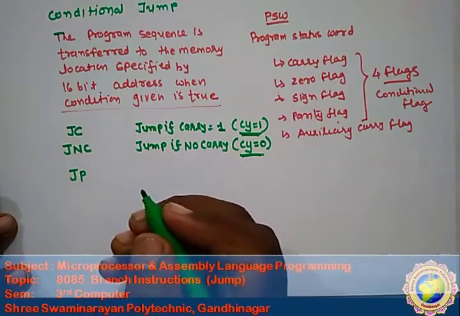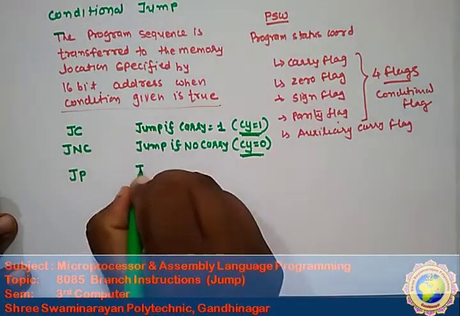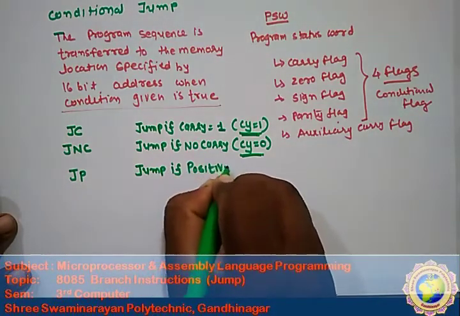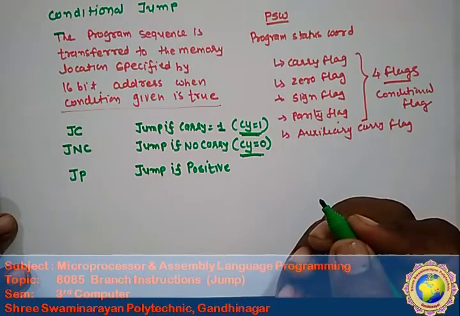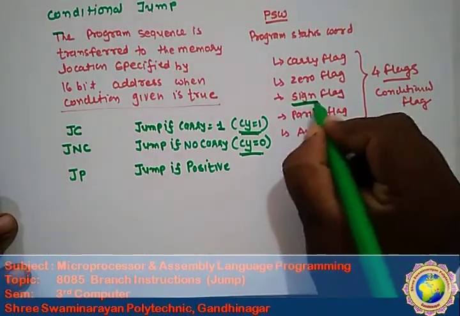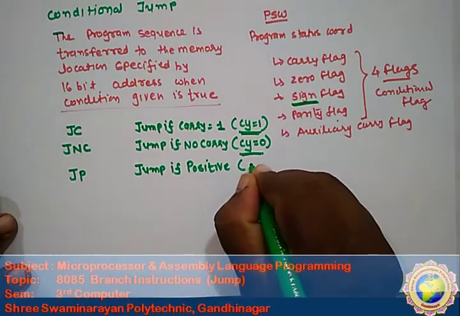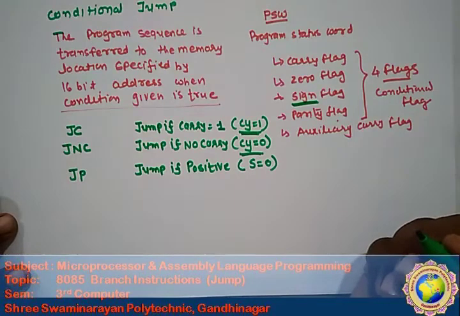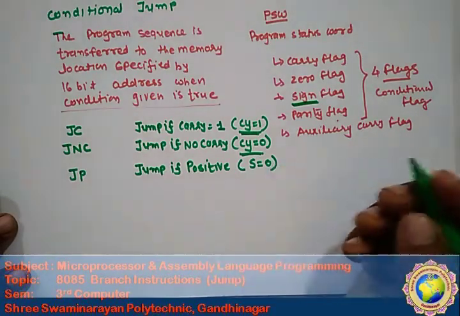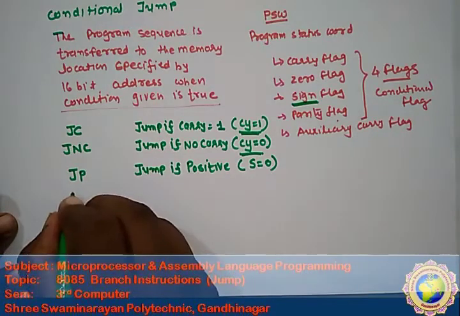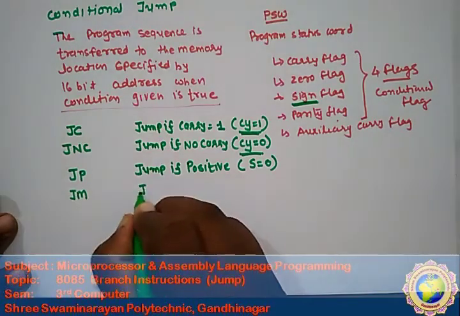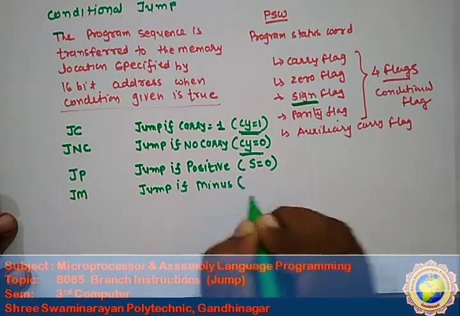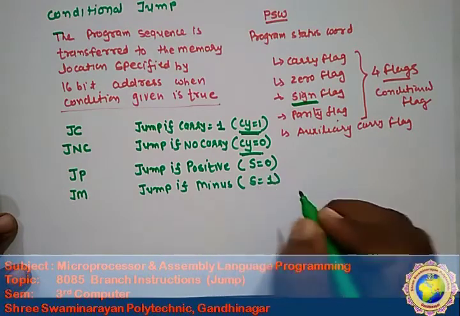The next is jump if positive, JP. The given number is positive. How can we know whether the number is positive or negative? Using the sign flag. When S is equal to 0, the given number is positive. When S is equal to 1, the given number is negative. The next is JM. JM means jump if minus, means S is equal to 1.